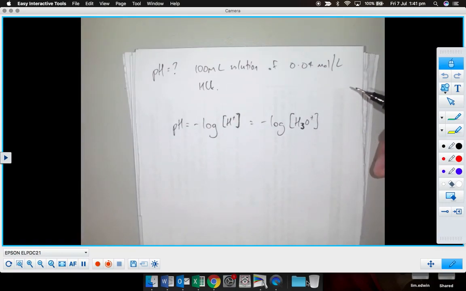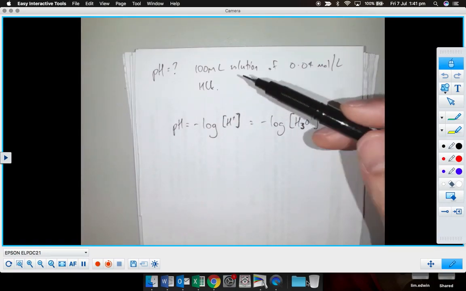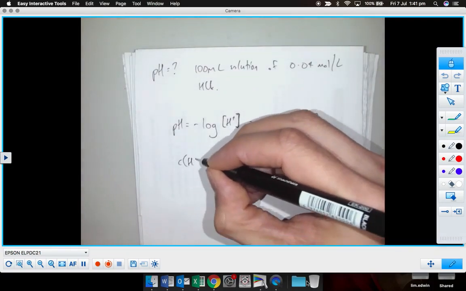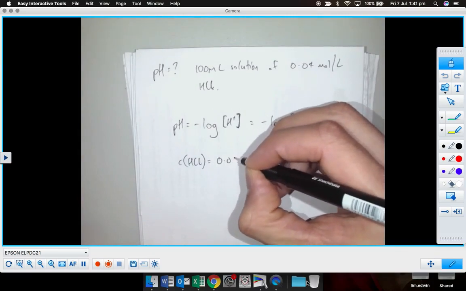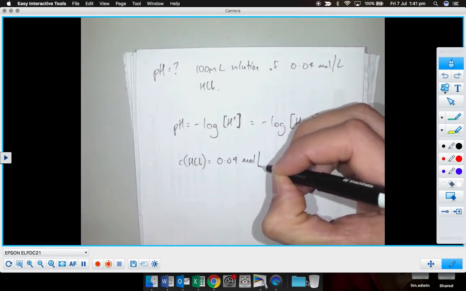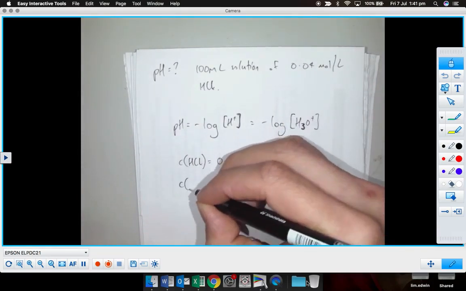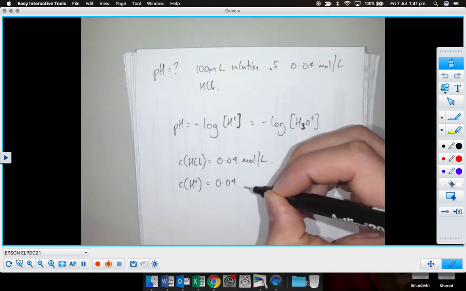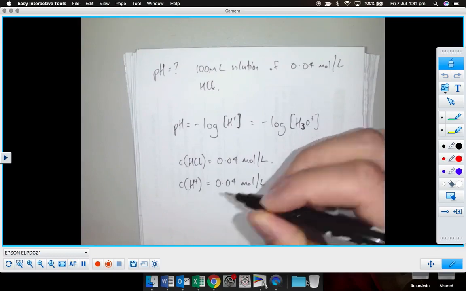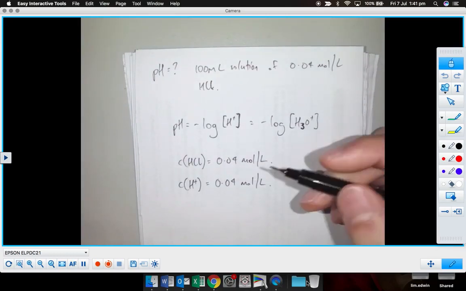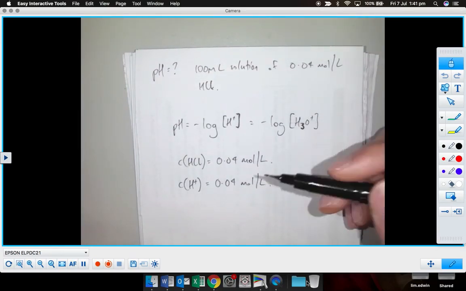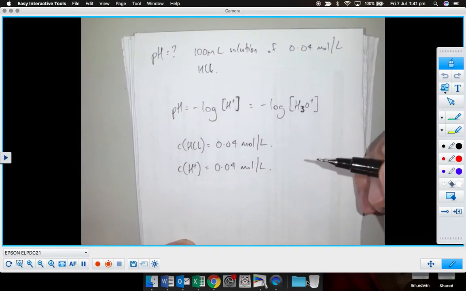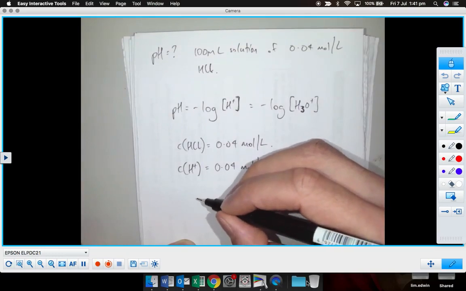All right, so you've got to look at the question. What information does it give you? It gives you the concentration of HCl. The concentration of HCl is equal to 0.04 moles per liter. This just so happens to be the same as the concentration of H plus. We know this because this is a strong acid. The HCl will fully ionize, and therefore you're going to have the same concentration of H plus ions. And then we can solve for this.